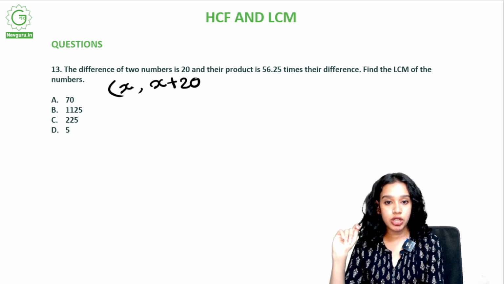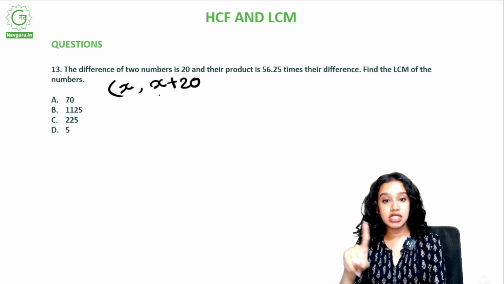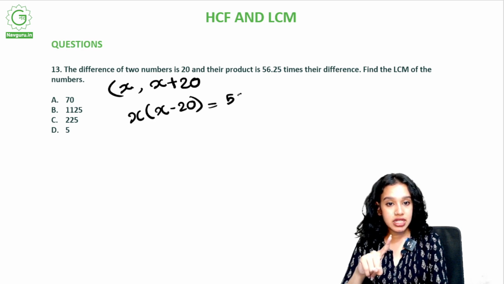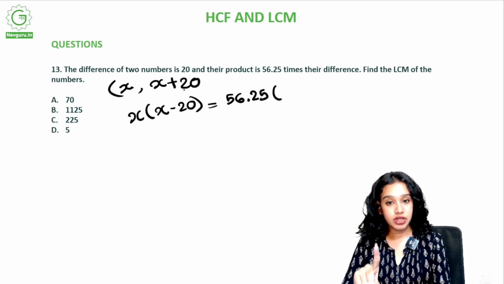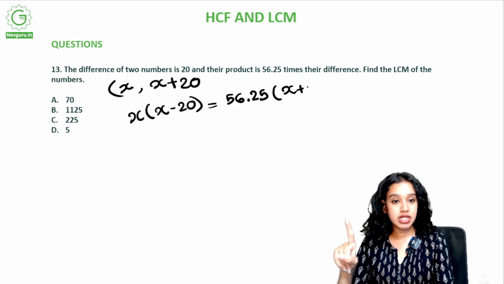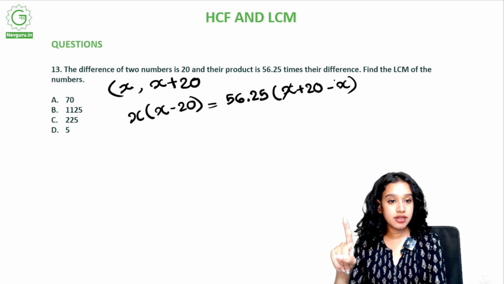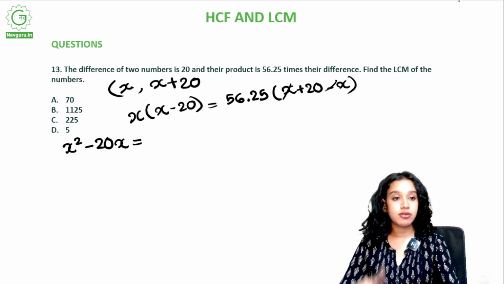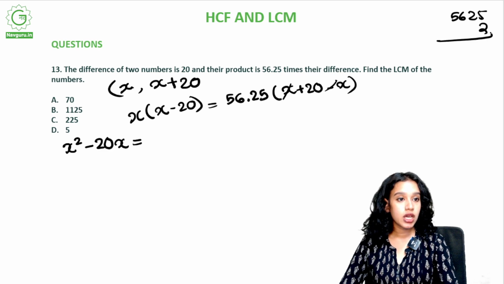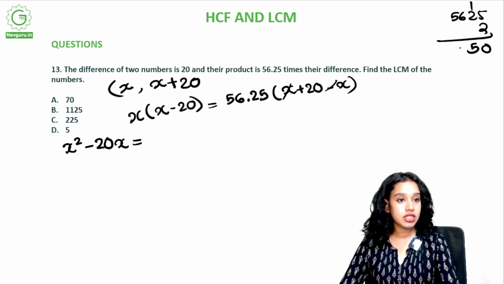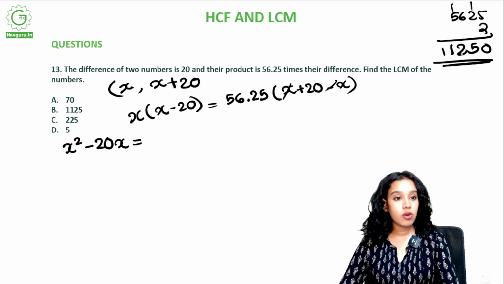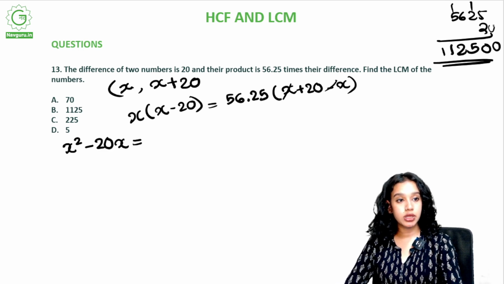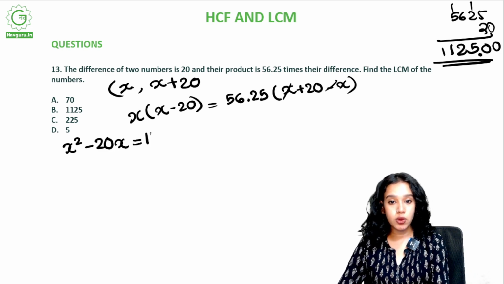So 56.25 times the difference is their product. So we could say that x into x plus 20, the product, is 56.25 times the difference. The difference is x plus 20 minus x. So this would give us x square plus 20x is equal to 56.25 times 20, which is 5625 into 2. We have 5 2s are 10, 2 2s are 4 and 1 is 5, 6 2s are 12, 5 2s are 10 and 1 is 11. We have 11250, right? Now this is again divided by 20, which means we have one more zero here. Then we have two decimal places, so it becomes 1125.